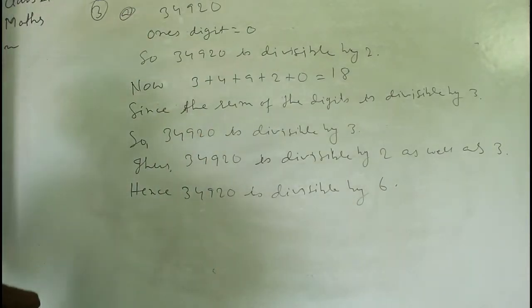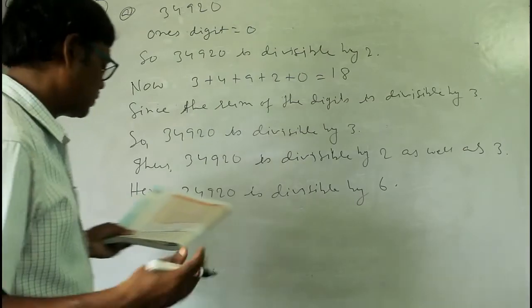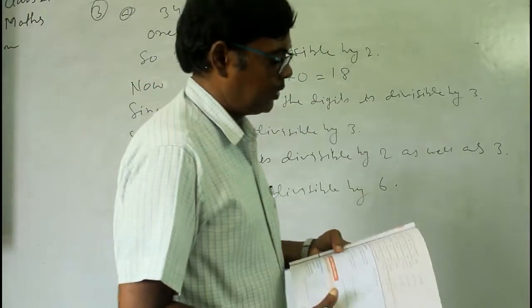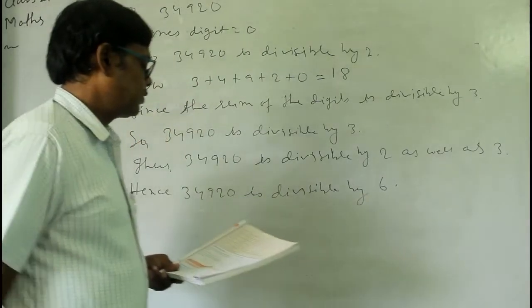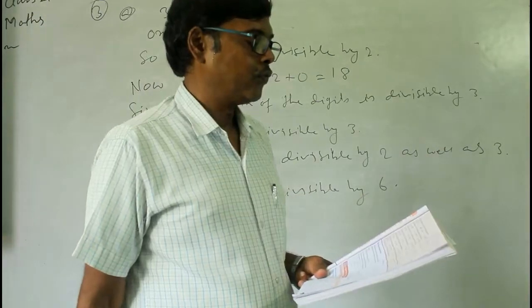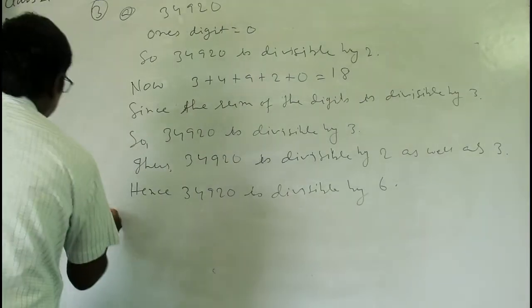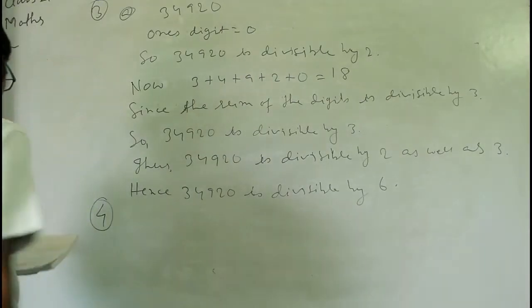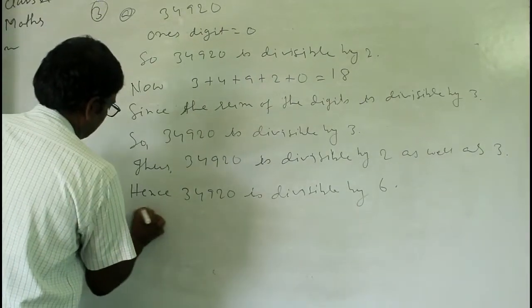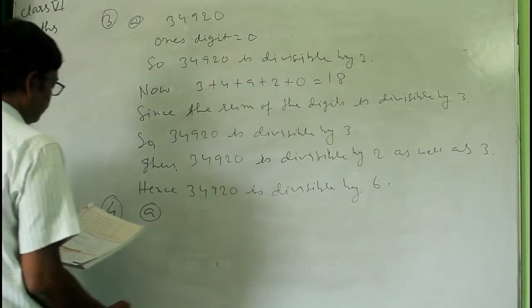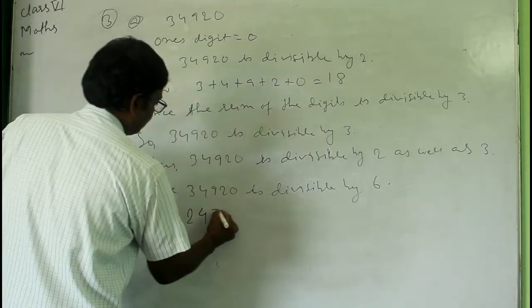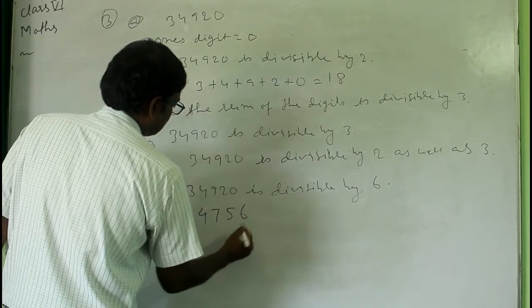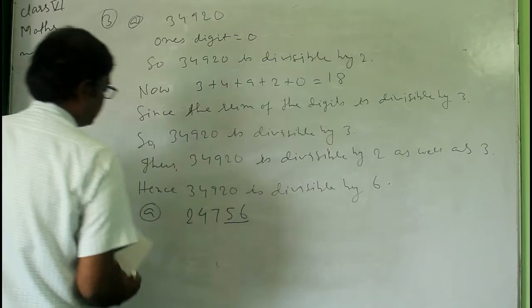Okay, and now other questions are your homework. Okay, now question number 4. Test the divisibility of the following number by 4. Okay, we have to test whether this number is divisible by 4 or not. Okay, now see this: 24,756. Now see these two digits here.